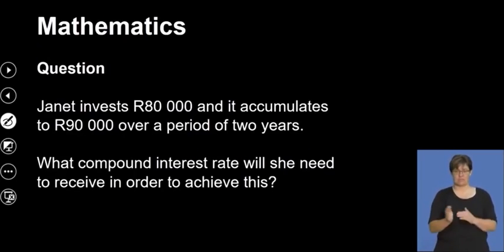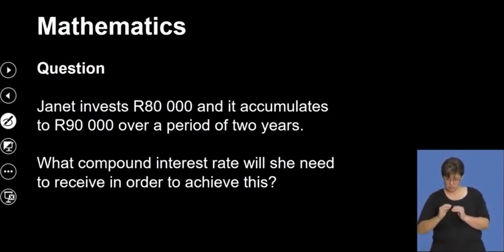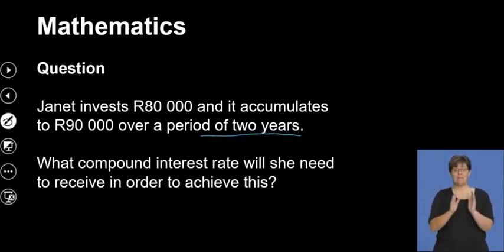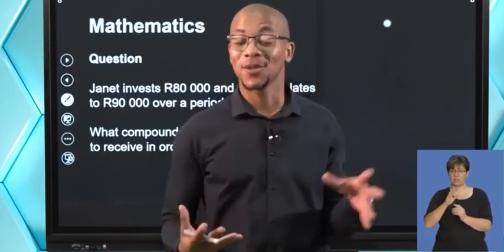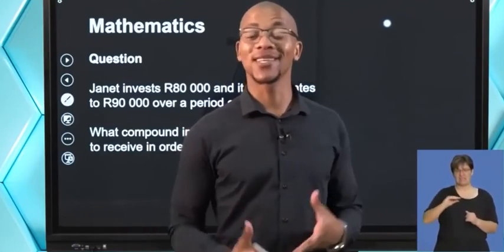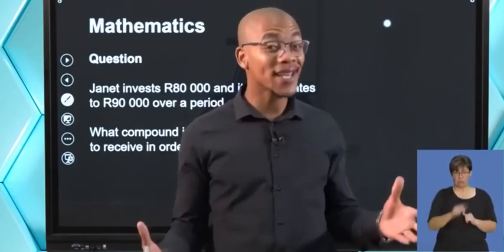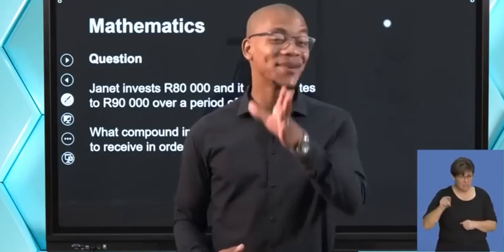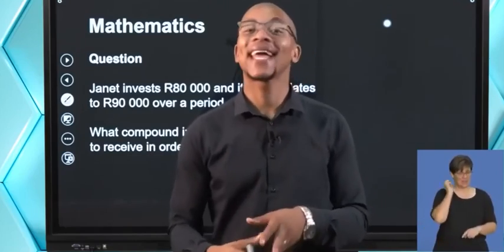Now, Janet invests 80,000 and it accumulates to 90,000 over a period of 2 years. Hey, guys, let's talk about this. You see, whenever I'm reading this question, I'm thinking to myself, how I wish to have an investment that will give me 10,000 within 2 years on my investment. Really, I would take that up any time.